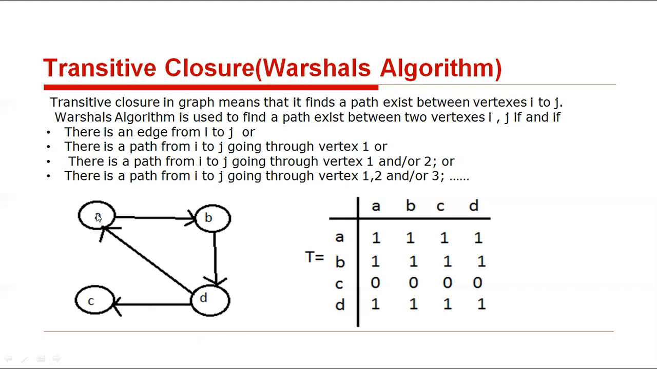D to A 1. D to B 1. D to D 1. D to C 1. Clear? All of you? So this is the transitive closure algorithm. This is the transitive closure matrix.